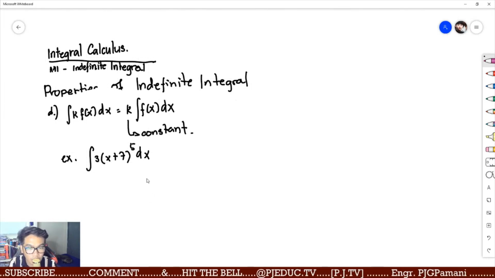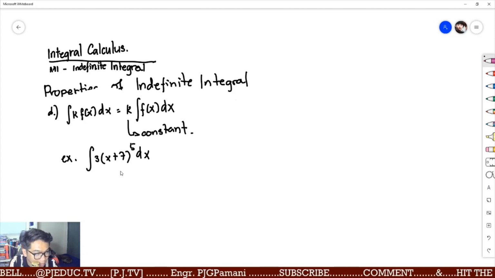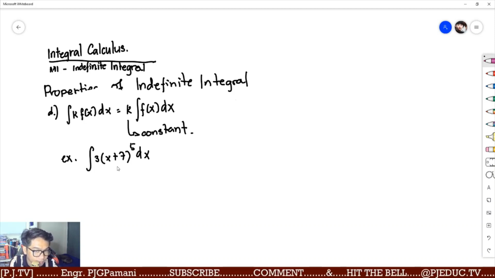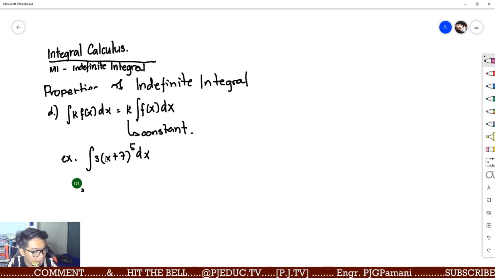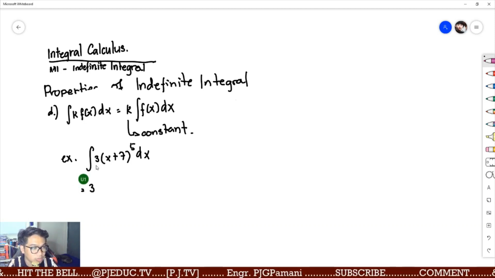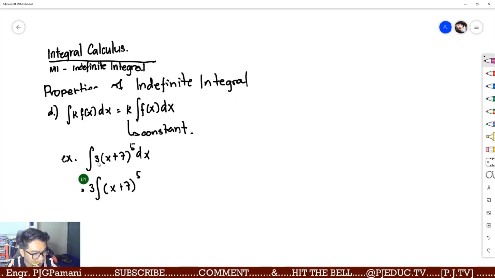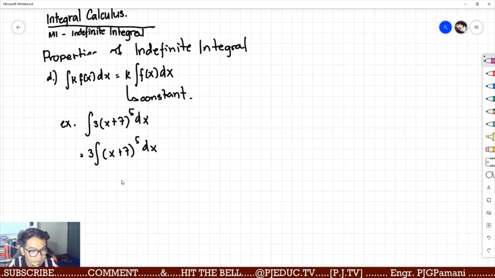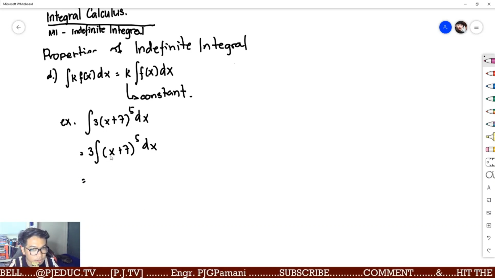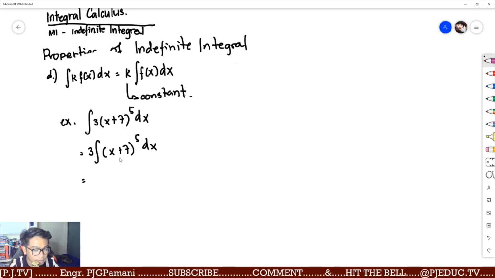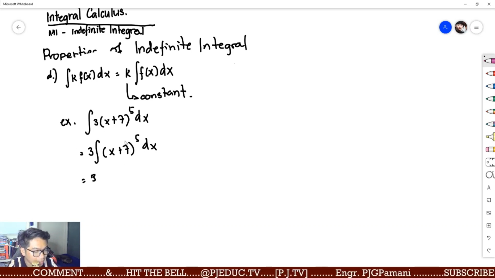There's that long method and there's that short method. Long method, ano yung long method? Expand natin yung form, raised to 5, then expand natin, then multiply natin sa constant 3. Or, basically, remember that 3 is constant. Therefore, our only integrand here is x plus 7 raised to 5 dx. You could expand this term or you could simply integrate that as it is.